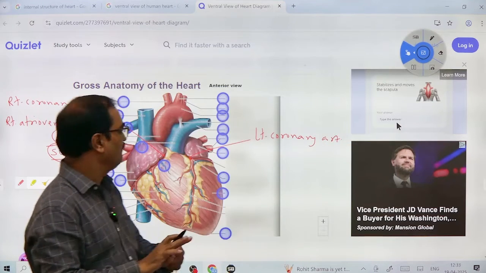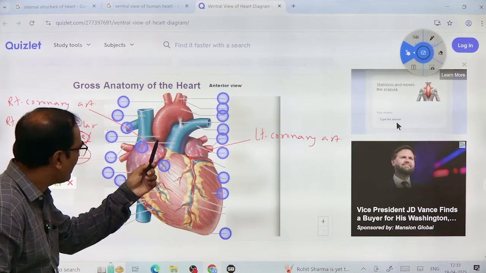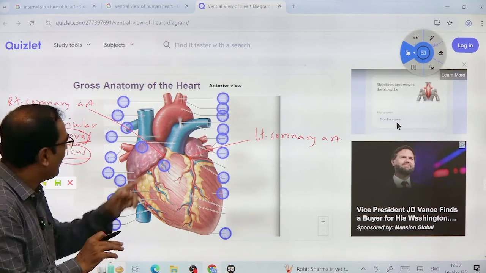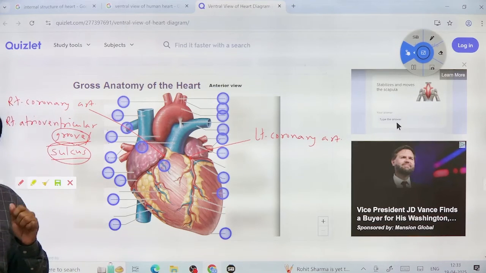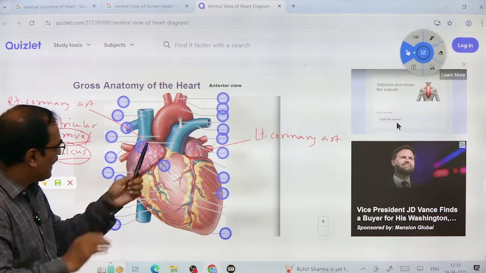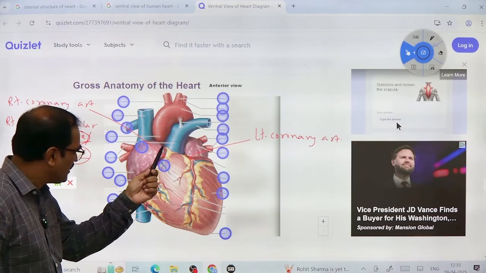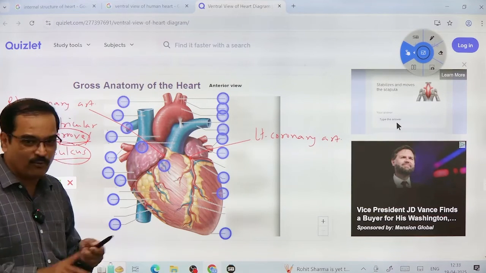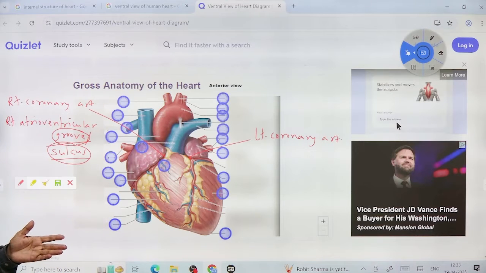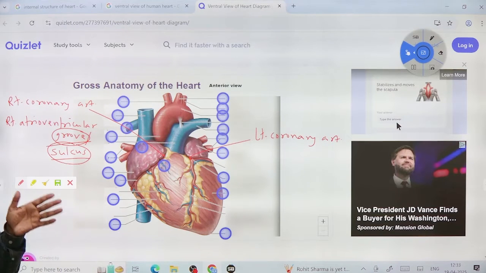See once again. These both arteries arise from what is this? Aorta, particularly the ascending part of the aorta. Once again, this ascending part of aorta gives two branches. This is the right and left coronary artery. What will be the function? They supply oxygenated blood to the heart.